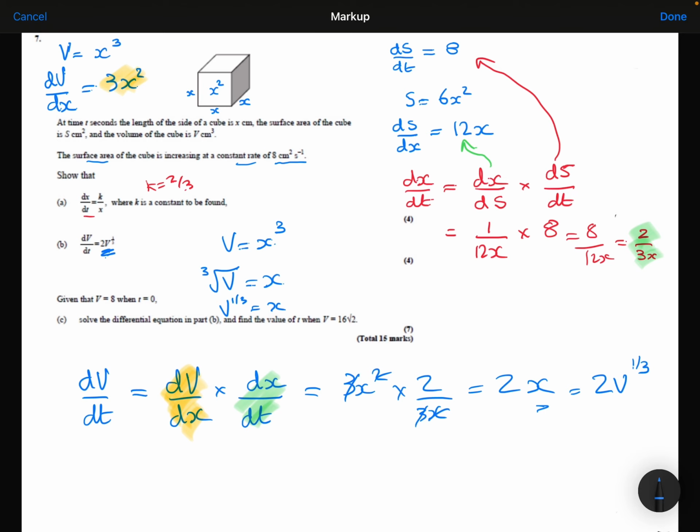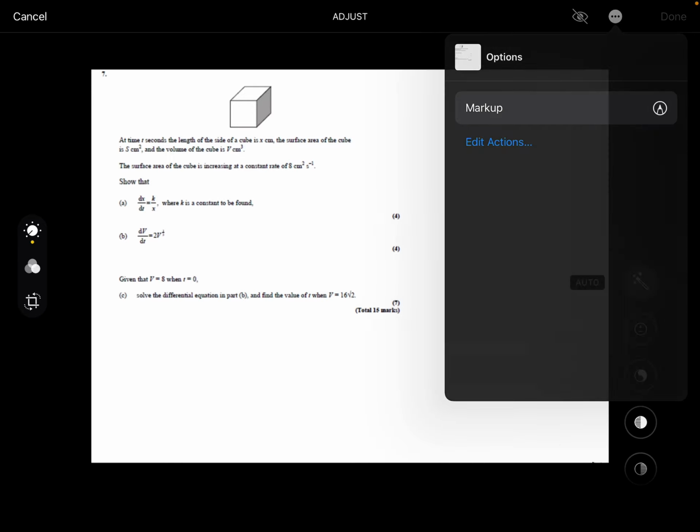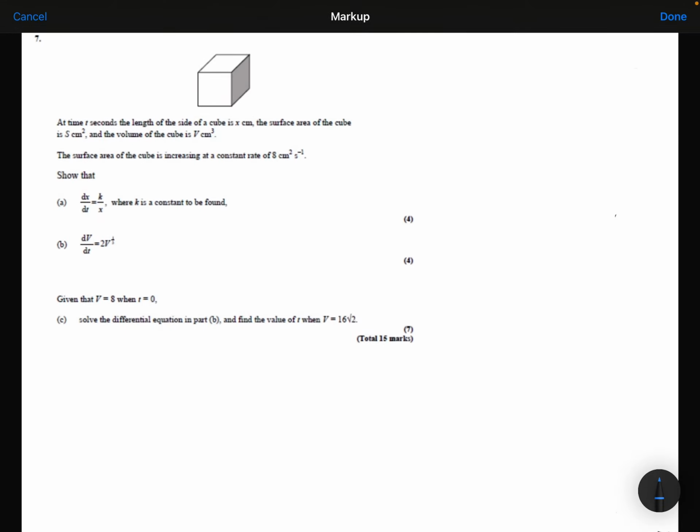Moving on to part C now. Given that v equals 8 when t equals 0, solve the differential equation and find the value of t when v is 16 root 2. So let's solve our differential equation that we found relating v and t. So I want to separate the variables. So let me rewrite that equation first, just so it's a little bit clearer.